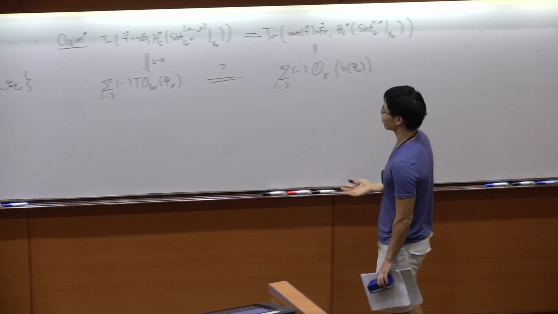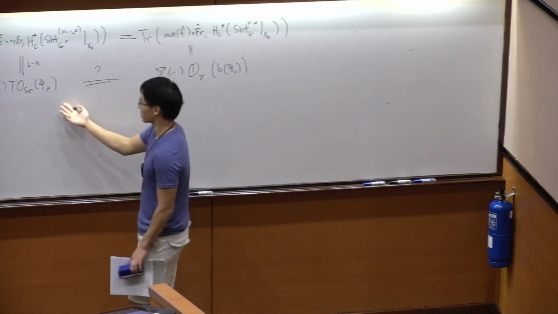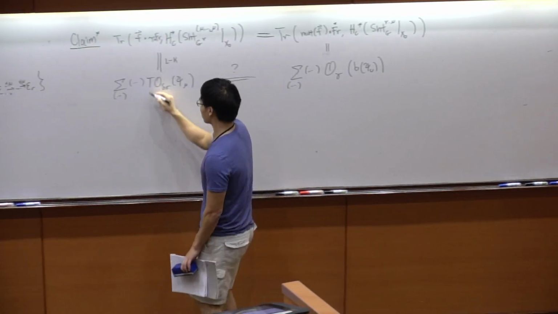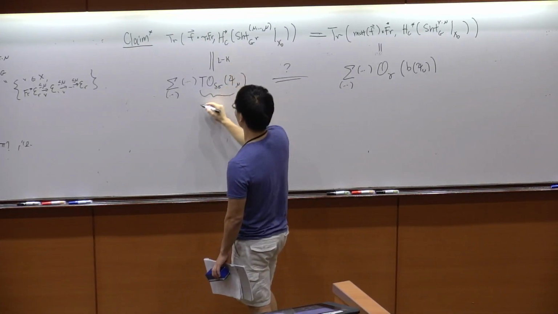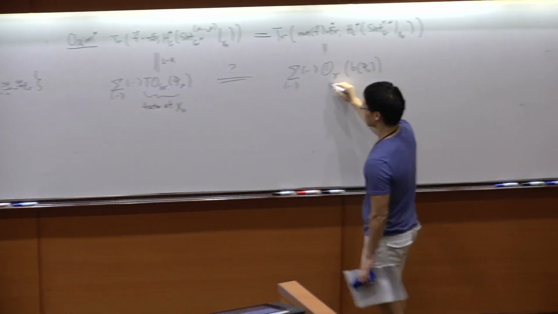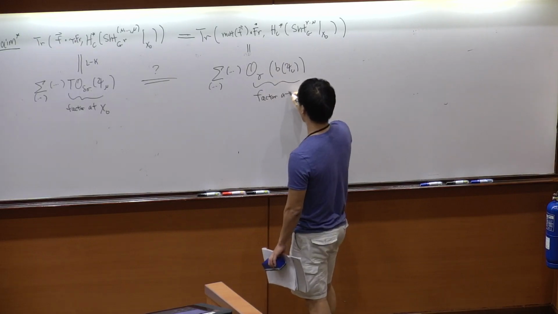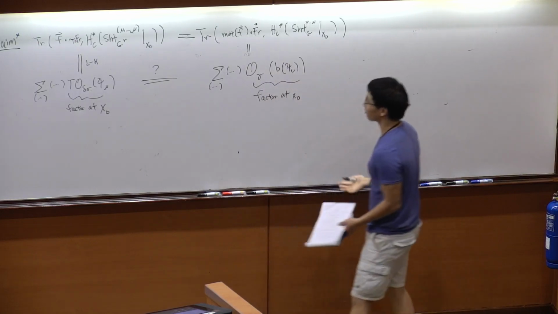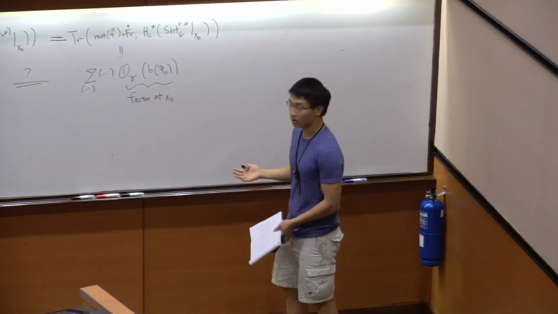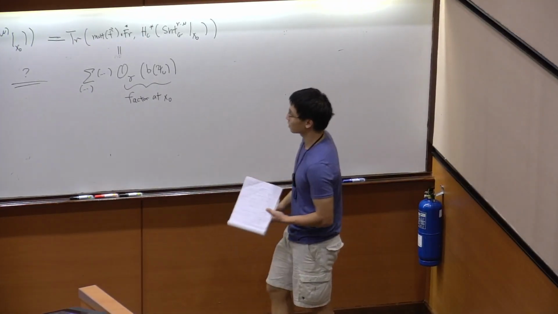We try to do some sort of trace comparison to know if these are equal, and what we find is that one side is expressed in terms of twisted orbital integrals. This is the contribution from the factor at x naught, and this is the corresponding contribution from the factor at x naught, and it's exactly the problem of the fundamental lemma. We don't know how to compare these things without the fundamental lemma.